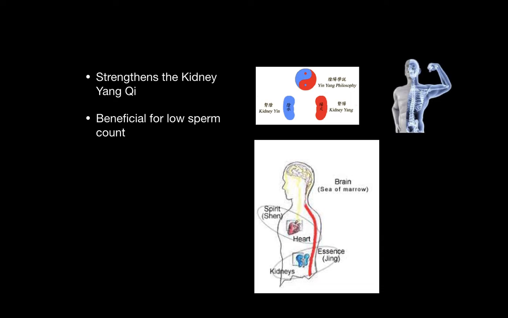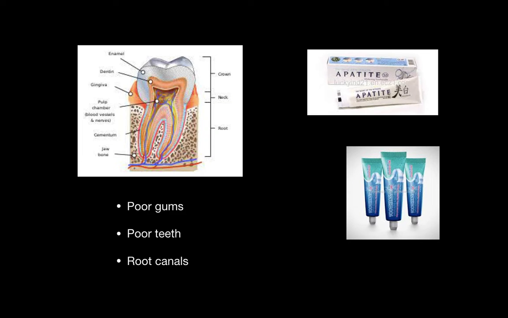This is the warming qi of the body that stores our essence and distributes it to the organs to nourish them. The kidneys are connected to the reproductive organs and as such are beneficial for men for increasing sperm count, which is their essence, essentially. It is also a component of the teeth and can be applied topically to help with poor gums, poor teeth, or to prevent root canals.